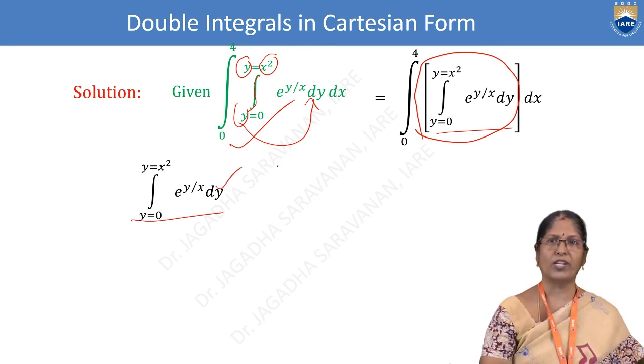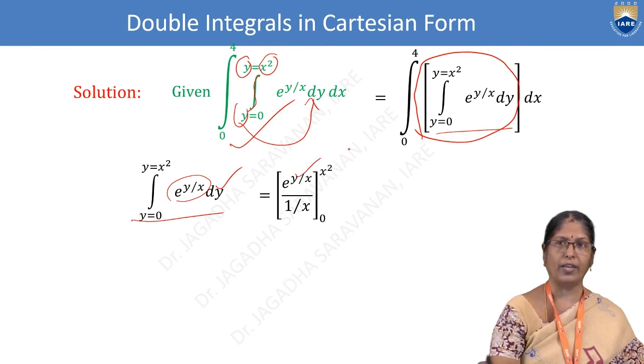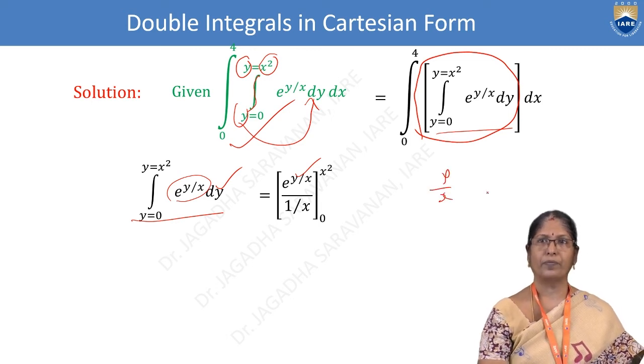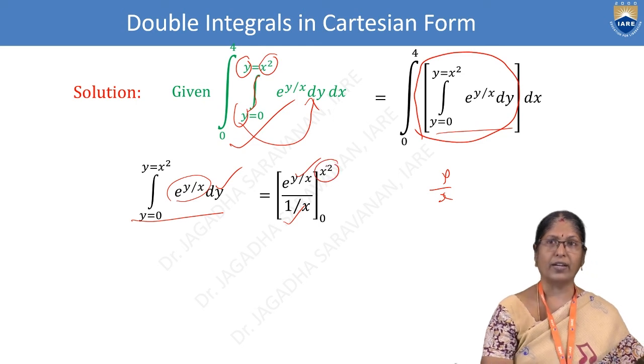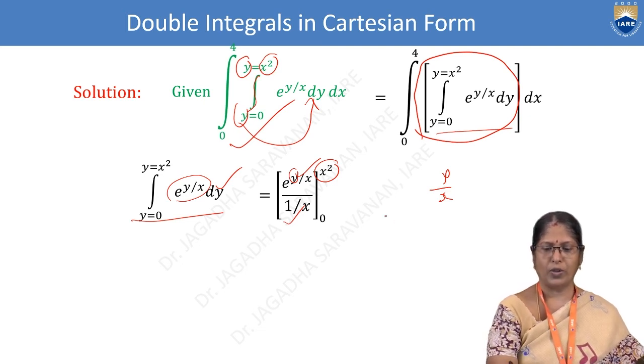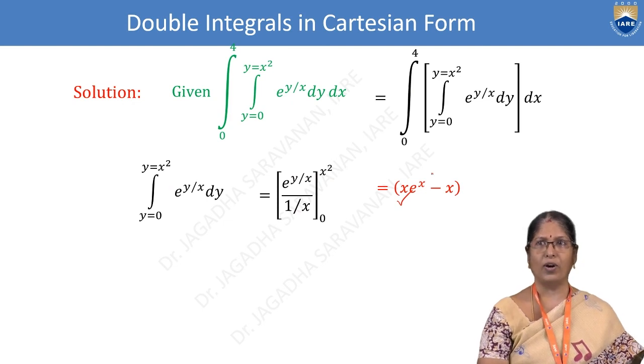We will do the integration with respect to y. So e power y by x, the integration with respect to y is e power y by x divided by the coefficient 1 by x, from 0 to x square. Now the upper limit is x square. In the place of y, we substitute x square. So e power x square by x is e power x, divided by 1 by x. Taking the x up, it has become x e power x.